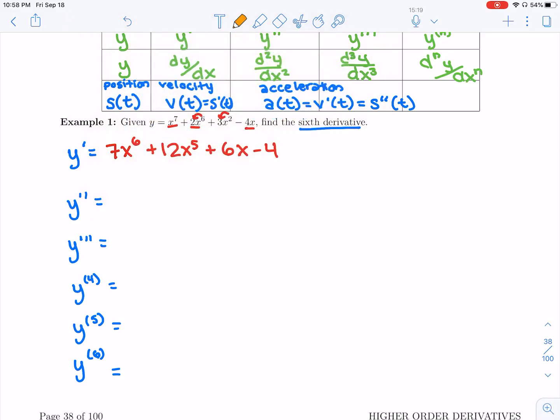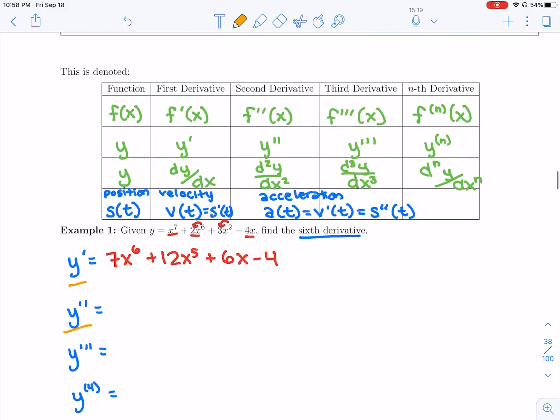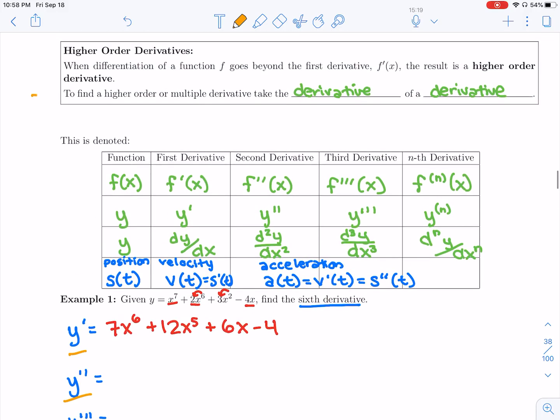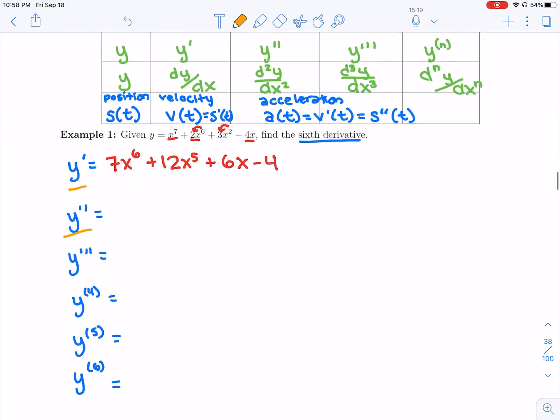Let's switch now, and we're going to do the second derivative. And there's really nothing to switch besides our label. Instead of calling it y prime, we're doing y double prime. So I'm going to take the derivative of a derivative, just like this box says here. To find a higher order derivative, take a derivative of a derivative.